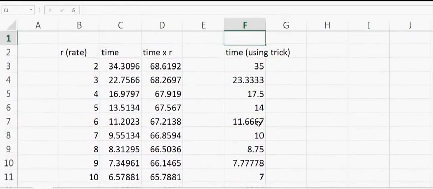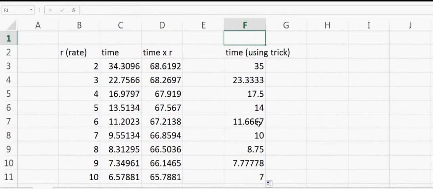So this is how the trick was made, and you can see that it does give you approximate values when you are trying to do this calculation.